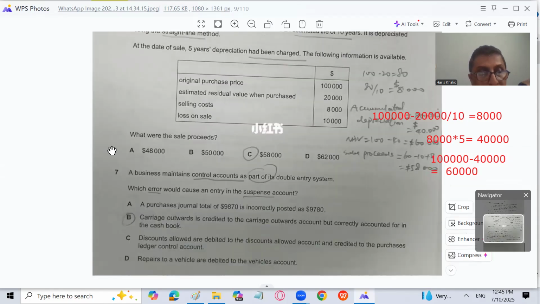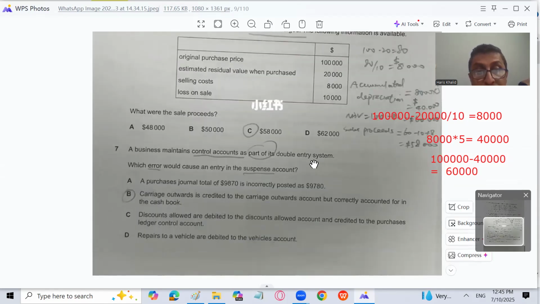Now question 7. A business maintains control accounts as part of its double entry system. Which error would cause an entry in the suspense account? A purchase ledger total of 9,870 is incorrectly posted as 9,780, right? Carriage outward is credited to the carriage outward account but correctly accounted for in the cash book. Discount allowed is debited to the discount allowed account and credited to the purchase ledger control account.